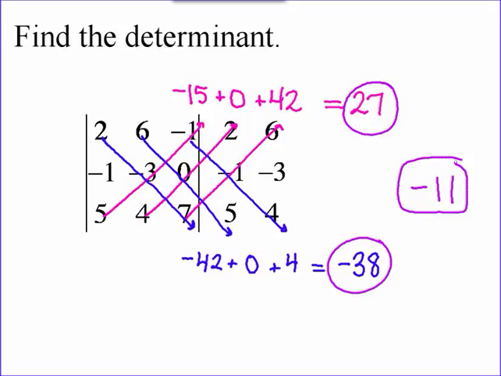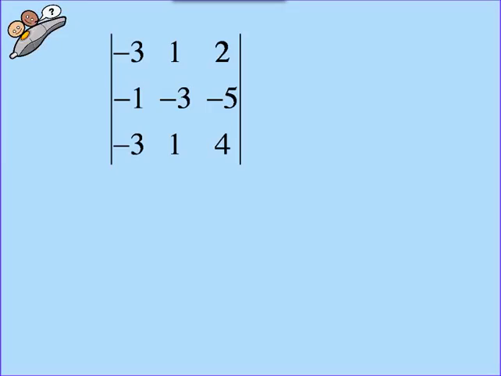So are we going to do like a 4x4? No. The only way that we're going to look at a 4x4 is if we would use GeoGebra. Okay, so now we're going to try one right here. Negative 3, 1, 2, negative 1, negative 3, negative 5, and negative 3, 1, 4.